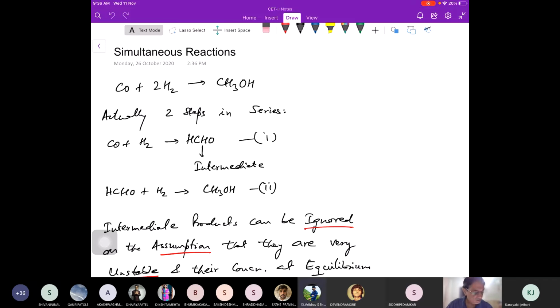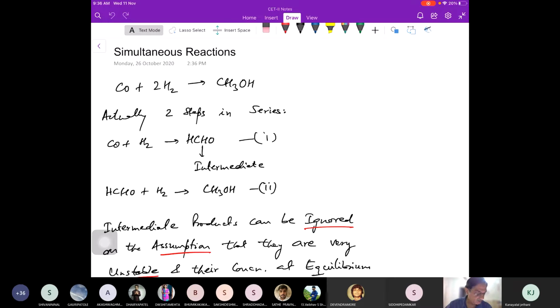So the next topic is simultaneous reactions. So far we have seen only single reactions, where there is one reaction and how to handle it. So now we'll see if there are more than one reaction, then how to handle it.